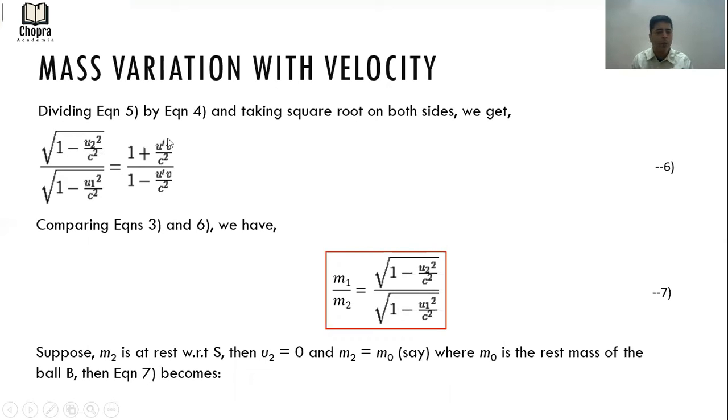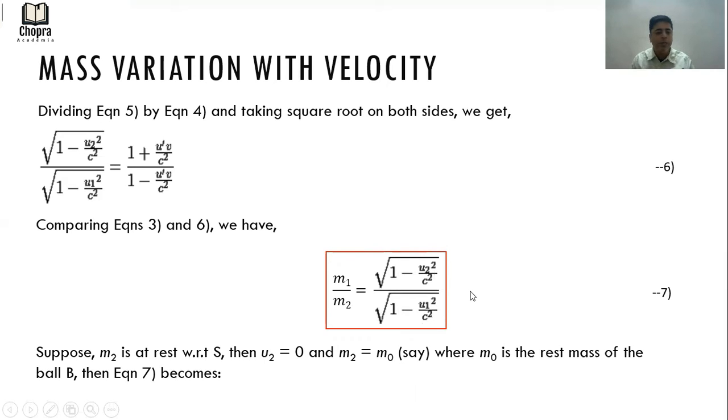So we compare equation number 3 with equation number 6. We get m1 by m2 equal to root of 1 minus u2 square by c square by root of 1 minus u1 square by c square. It is a very familiar format, but it has to be reduced further to make more sense to us. So suppose M2 is at rest with respect to frame S.